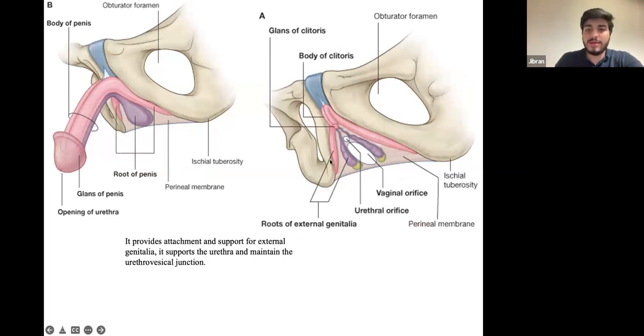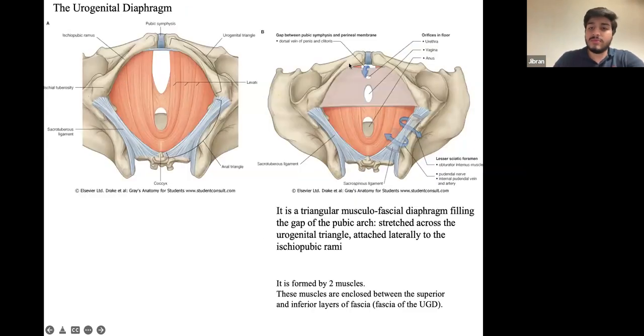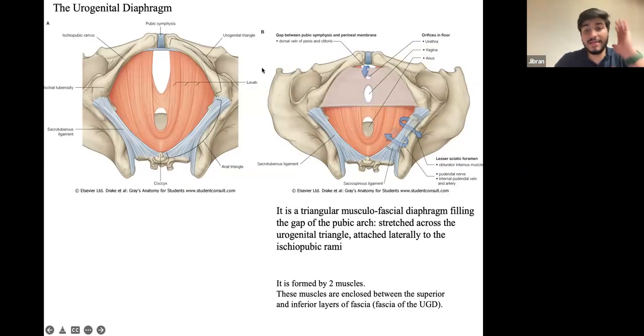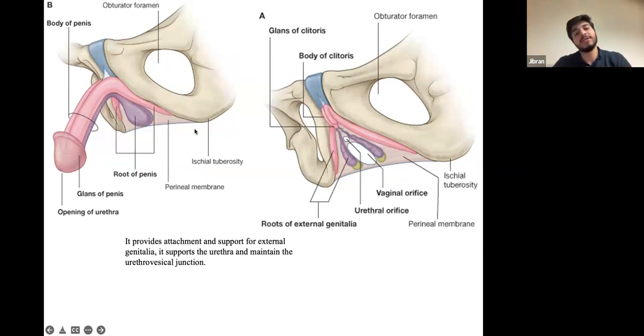This is also another view of the urogenital diaphragm. So this thing is this. I want you to connect these two pictures, because I had trouble doing this when I was in second year.